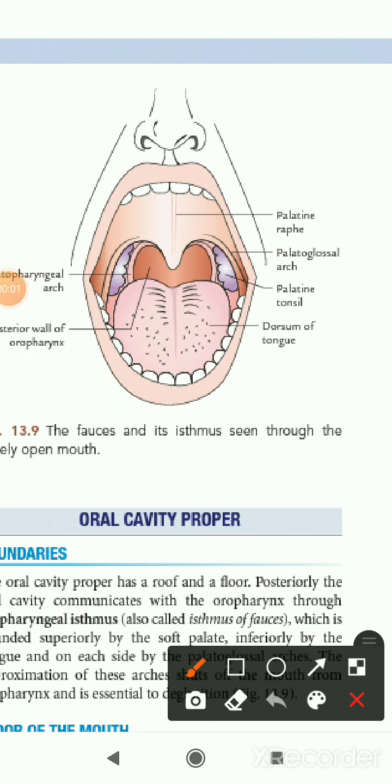Here is another picture of the soft palate showing the palatoglossal arch, which lies in front of the tonsil, and behind the tonsil there is another arch that is known as palatopharyngeal arch.